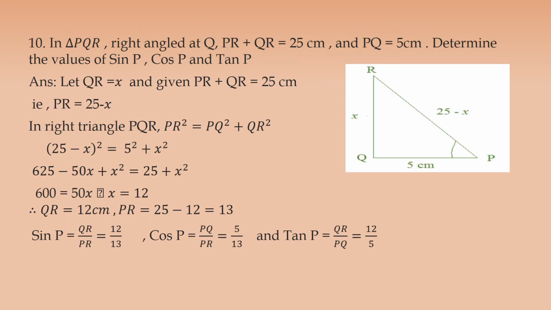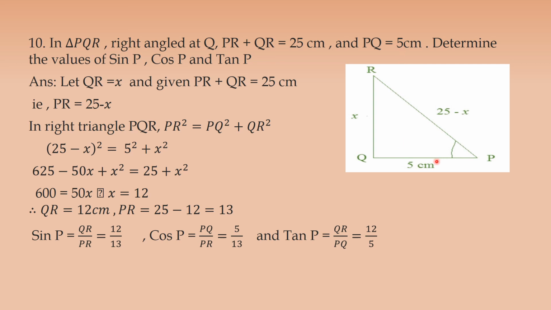Question number 10. In triangle PQR, right angled at Q, PR plus QR is equal to 25 cm and PQ is equal to 5 cm. Determine the values of sin P, cos P and tan P. Here we are given PR plus QR is equal to 25. Let us take QR is equal to X. Therefore, we can write PR plus X is equal to 25, and from this we can find PR is equal to 25 minus X. We are given the value for PQ, which is equal to 5 cm.